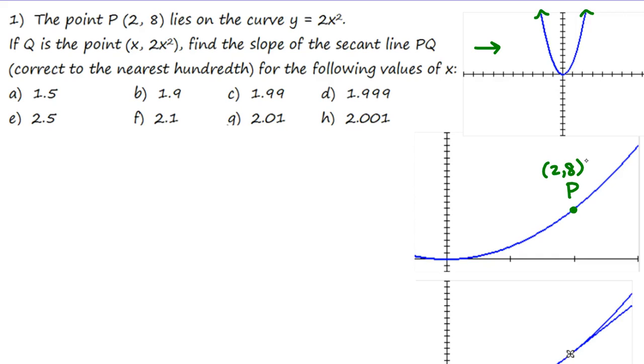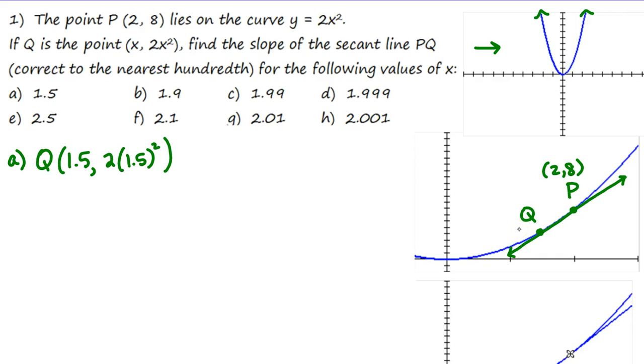And here we have 8 different values of Q. So we're going to start with part A. Q is the point 1.5 comma whatever we get when we take 2 times 1.5 squared. So that's the y coordinate when the x coordinate is 1.5. If we want to visualize this, point Q is right about here. And what we're going to do is calculate the slope of that secant line.